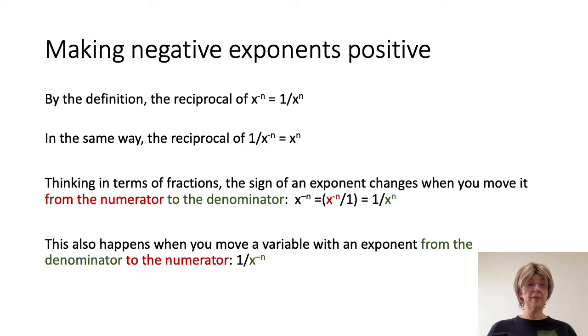This also happens when you move a variable with an exponent from the denominator to the numerator. So 1 divided by x to the minus n is clearly in the denominator, and then you move it up to the numerator, x to the n divided by 1, and then you can get rid of the 1, and it's simply x to the n.